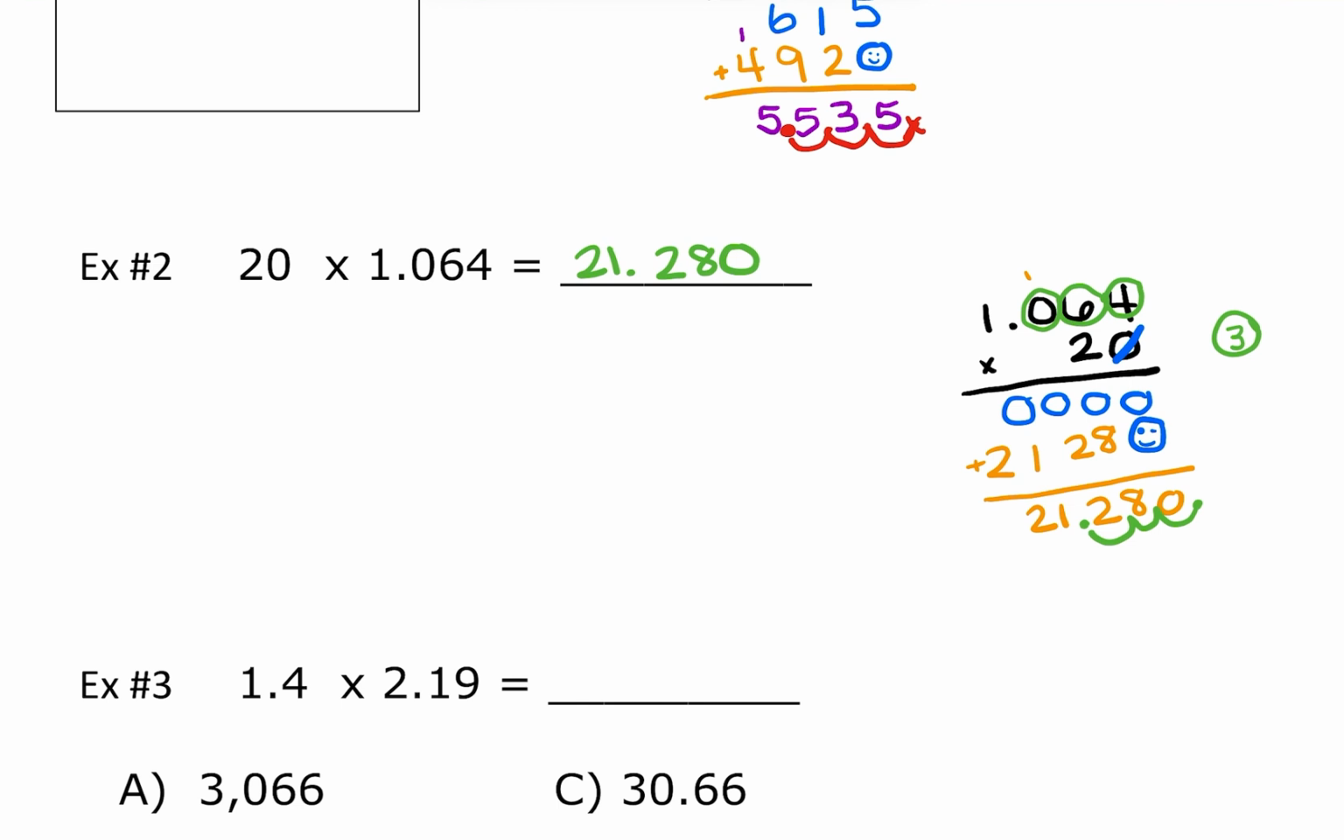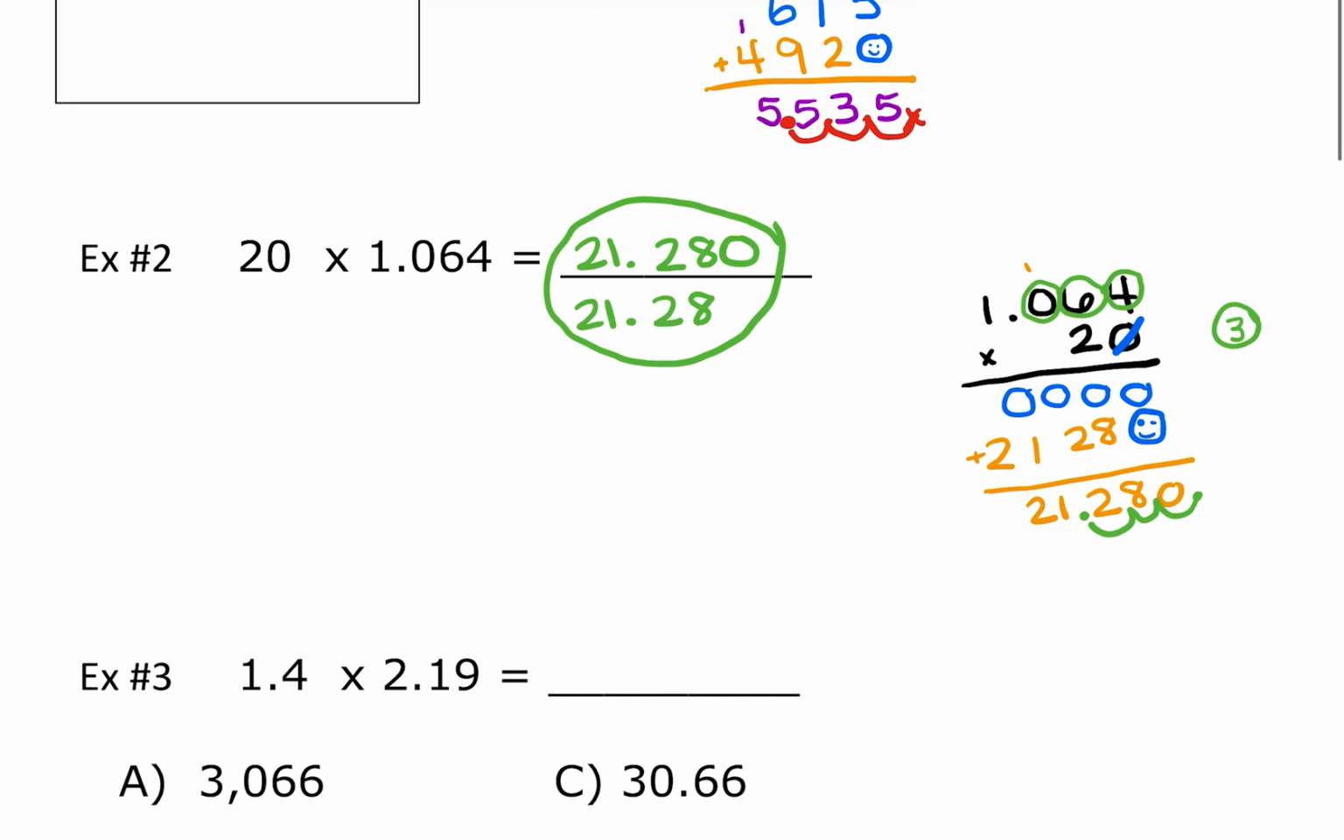21.280. Now, I also need you to understand that let's say you get this as your answer, but one of your answer choices is this. Those are the same thing. That 0 back here is just extra because it's at the back. It's the same thing. So both of these are your answer. They could be the same thing.